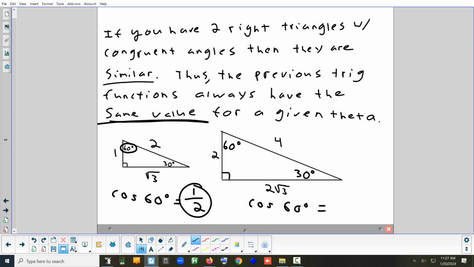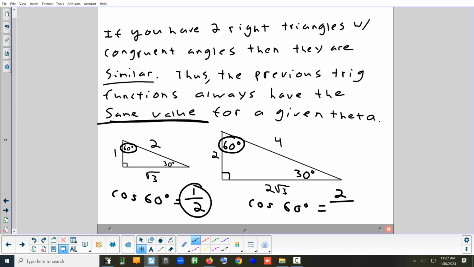This is a triangle that's a scale factor of 2. It's twice as big as the one on the left. Okay, so again, here's your perspective. What side is adjacent to the 60 in the big triangle? 2.